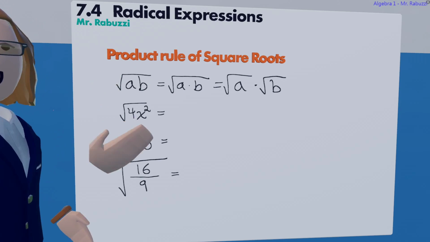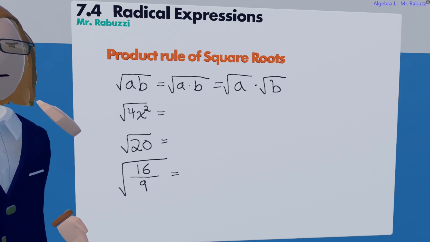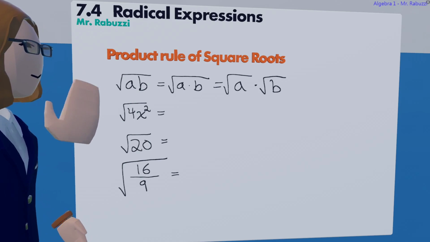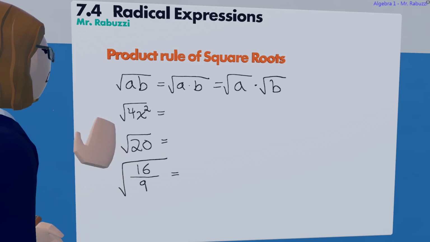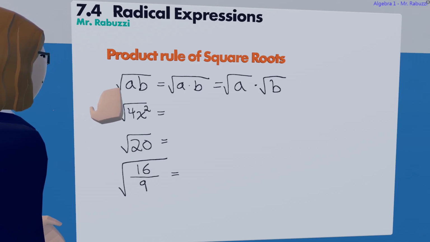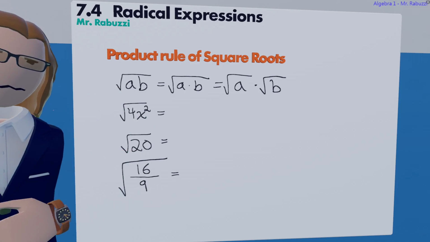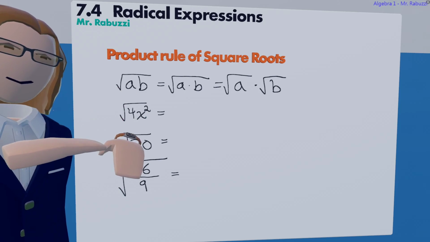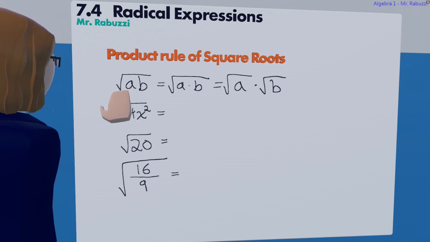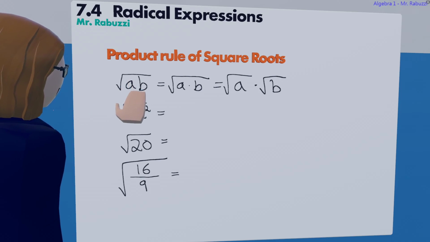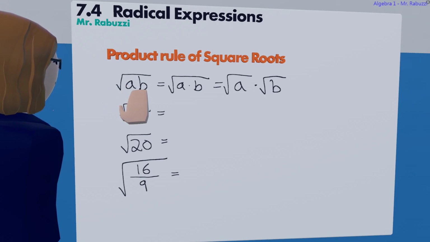Product, we know from before, the product means multiply. So this is the multiplication rule for how to fix radicals. We did product rule of exponents last time. Now we're going to do products with radicals. All right, so we have a radical here. We got A times B, right? If 2 letters are next to each other, they're multiplying. So square root of AB.